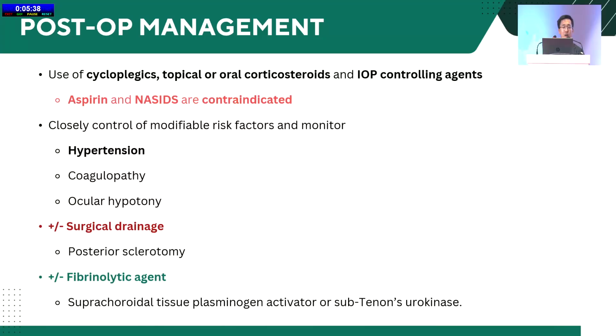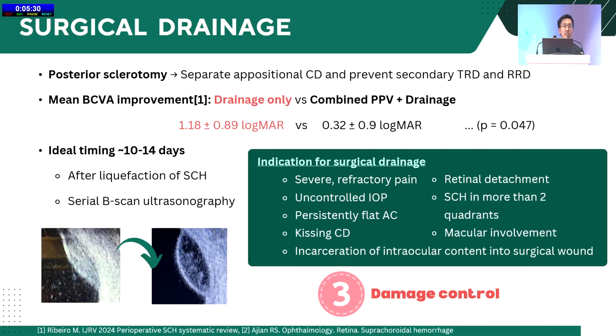There is also some role of surgical drainage, which is the posterior sclerotomy, and fibrinolytic agents in this case as well. Speaking about surgical drainage, the posterior sclerotomy can drain out the blood, separate the appositional CD, and prevent secondary TRD or RRD in the future. A systematic review shows that the group with drainage only had a greater mean BCVA improvement than combined PPV with drainage. So that would be enough.